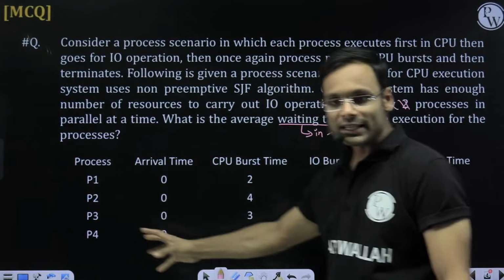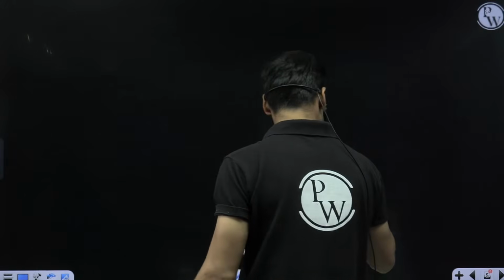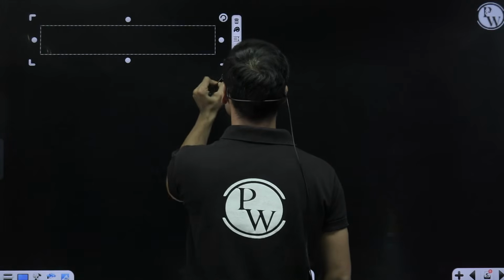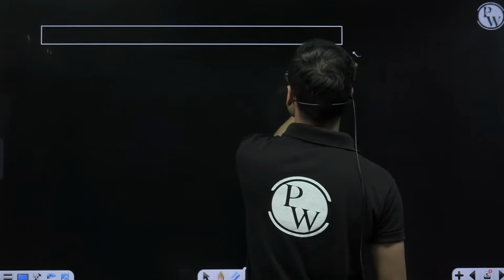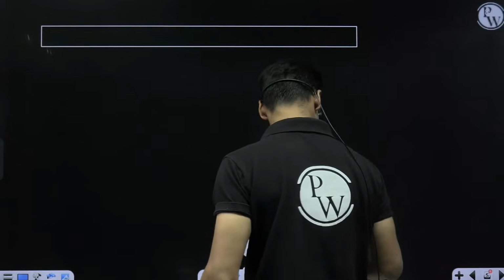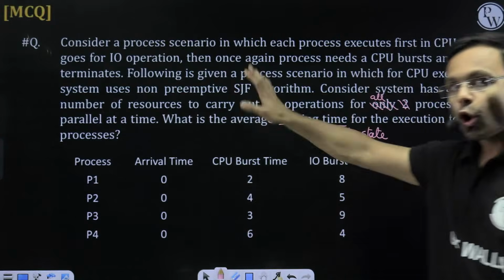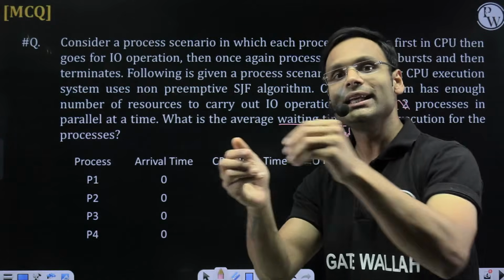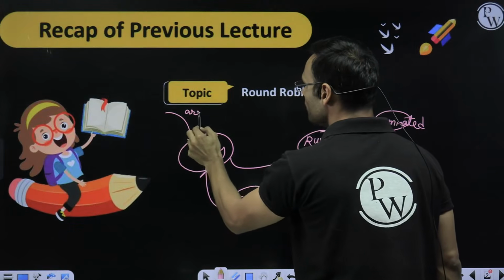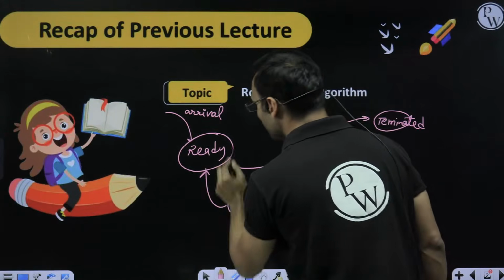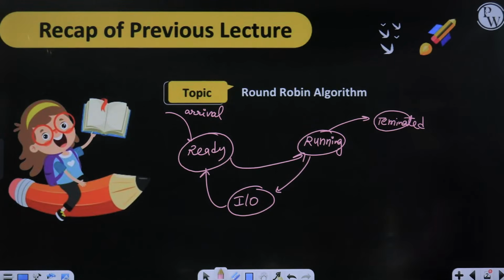First of all, let's execute this process scenario. How do we execute it? At first, we will check what all processes have arrived. Can you tell me what all processes have arrived at time 0? How will you check it? Now you tell me, what all processes have already arrived in the ready state at first? Arrival here means from the new state to the ready state. In the ready state, what all processes do I have to choose from for execution? You tell me.